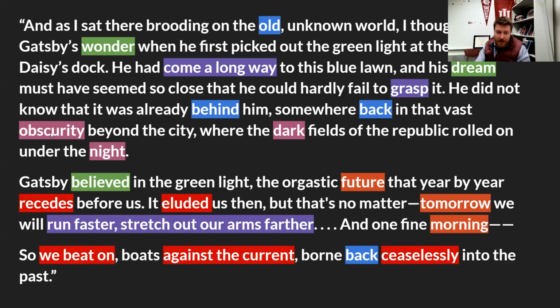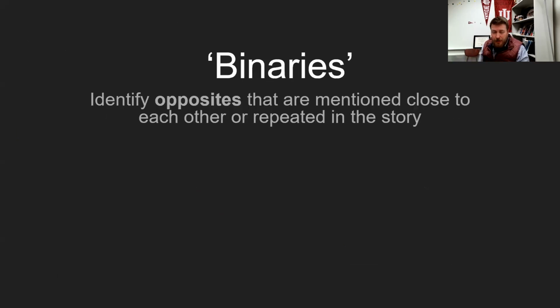There's also strands like obscurity, dark and night, which you see in this light purple color, right? And then there's also, in the orange, future, tomorrow, morning. We're talking about the future versus the past, right? And by the way, verses, that brings me to that second pattern that you could look for. Binaries. Binaries have to do with verses or oppositions.